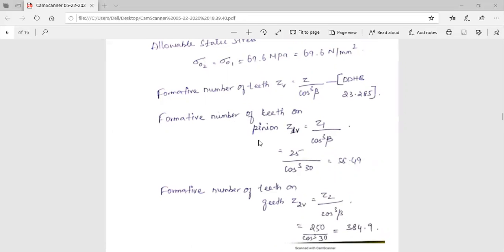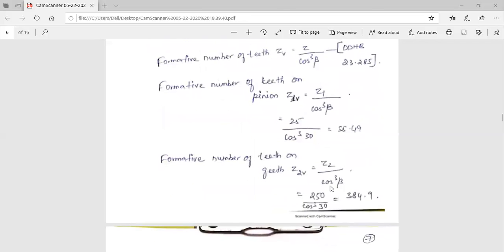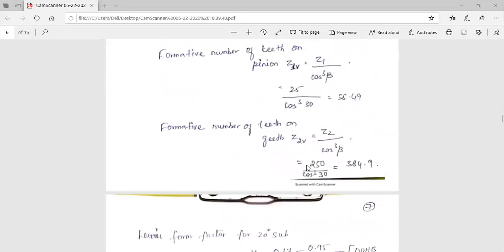Already we know the values of Z1 and Z2 and the helix angle. So the formative number of teeth on the pinion, Z1B, is equal to Z1 divided by cos cube beta, which is 25 divided by cos cube 30, equal to 38.49. And Z2B is equal to Z2 divided by cos cube beta, equal to 250 divided by cos cube 30, equal to 384.8. That is the virtual number of teeth for pinion and gear, both found.